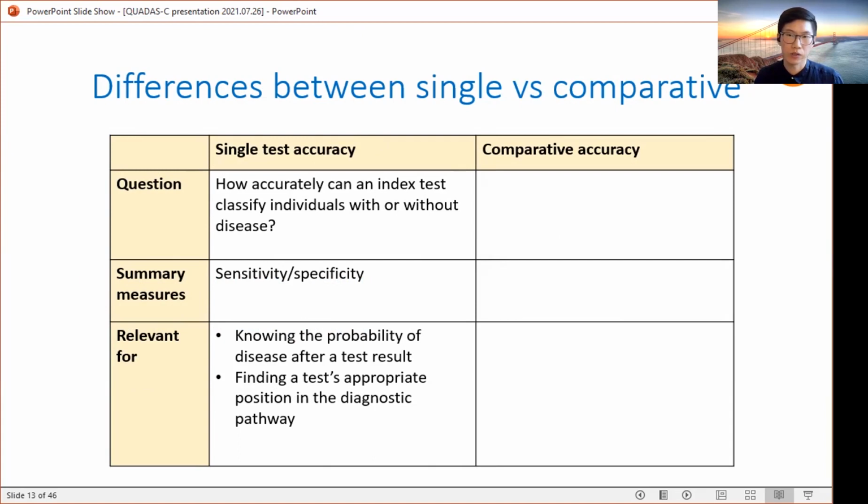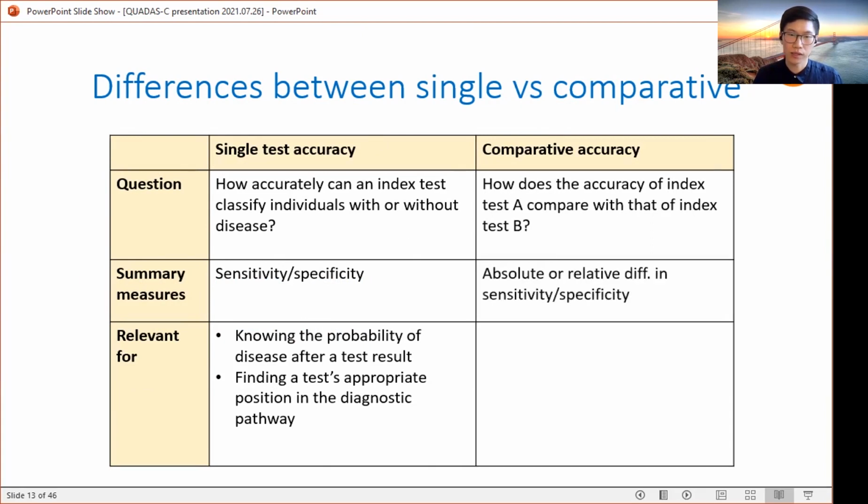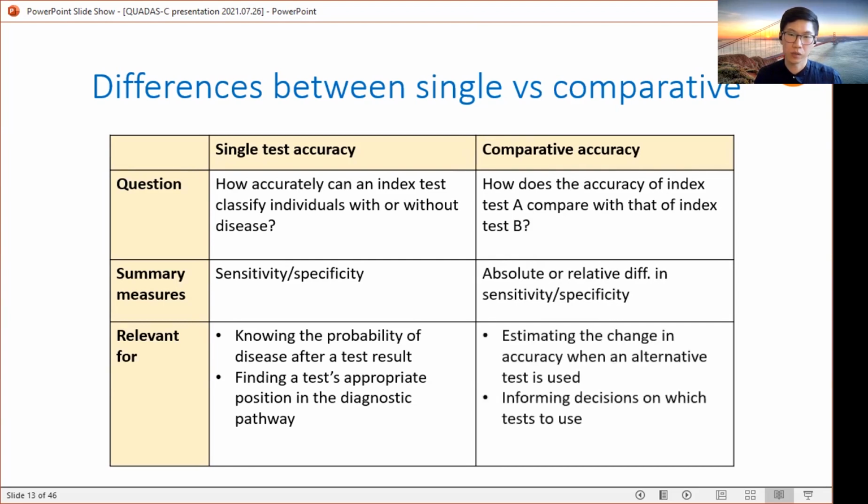With comparative accuracy, however, we're looking to know how the accuracy of one test compares to the other. And we're then interested in absolute or relative differences in sensitivity and specificity or other test accuracy measures. And this is relevant for estimating the change in accuracy when an alternative test is used, and for informing decisions on which test to use for clinical practice.